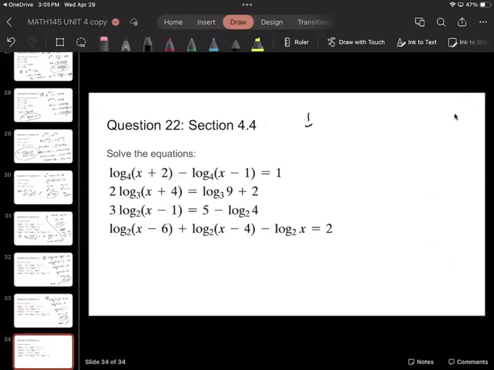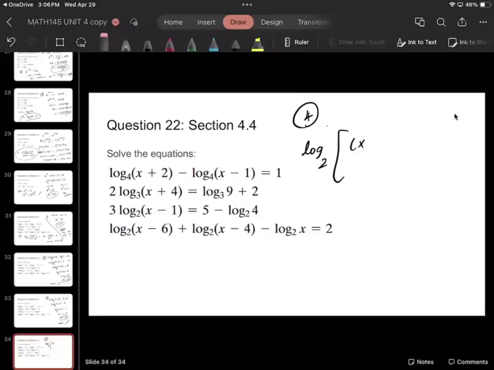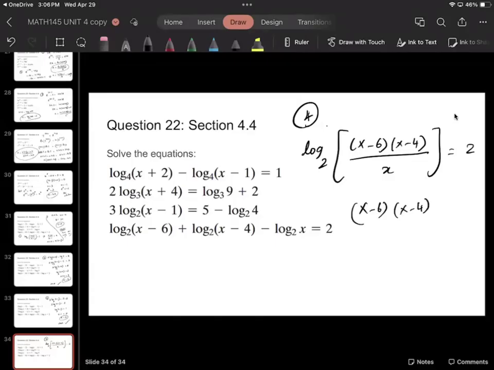And then the last problem. Okay, so here I have 3 of them, and I'm going to combine it into a single log, right? So the x minus 6, the x minus 6 and the x minus 4 are in the numerator, x is in the denominator, okay? This is what I have. Then I convert it into the exponential form. So 2 to the power of 2 is 4.